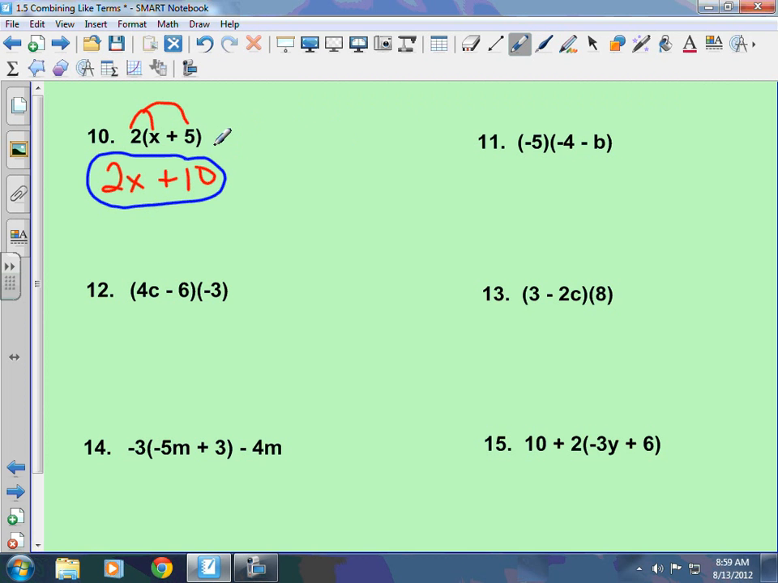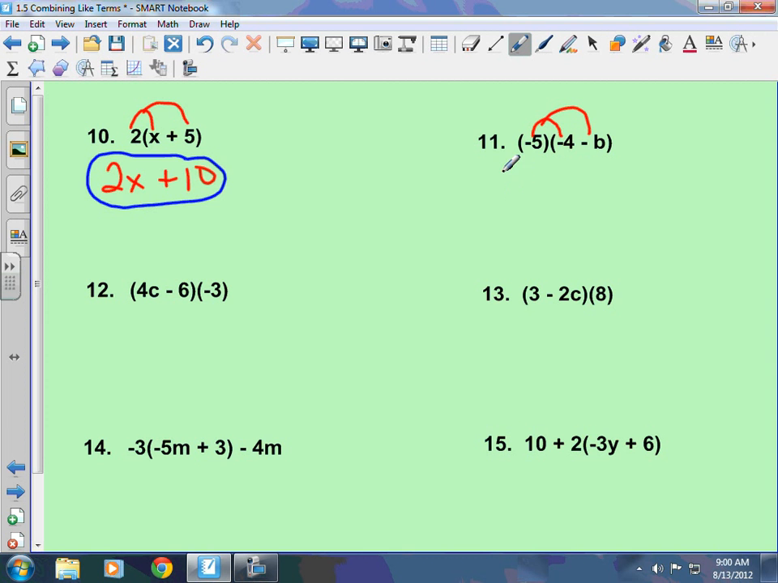Now, a lot of you don't like that that's my answer, because you want one little number to be your answer. But that's not the way algebra is. Okay, let's look at number 11. Is there a sign between my negative 5 and my parentheses? No. So that means my negative 5 must be multiplied to everything on the inside.